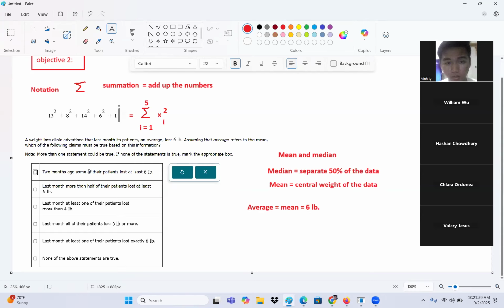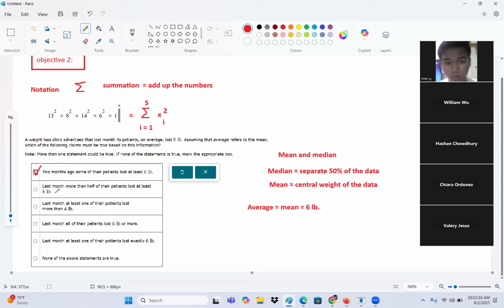Two months ago, some of the patients lost at least 6 pounds. So some should be a good answer, right? The mean doesn't mean it is one of the data set values, but some should be good.